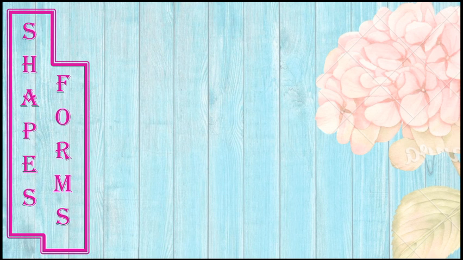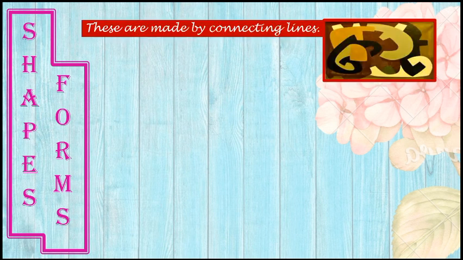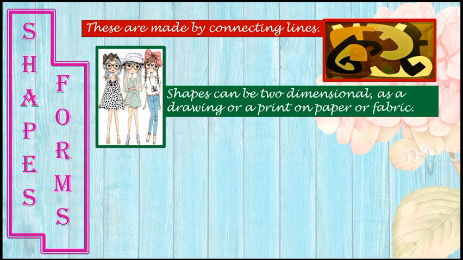Then we have the last element of design, that is the shapes or the forms. These are made by connecting different lines. The ways in which you connect the lines, it's the shape which is made. Shapes can be two-dimensional, as in a drawing or a print on a paper or a fabric. As you can see in this diagram of three girls, it's two-dimensional.